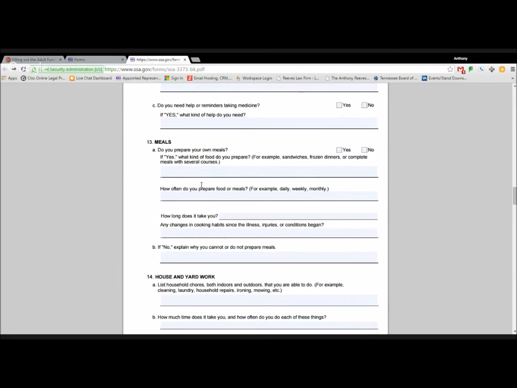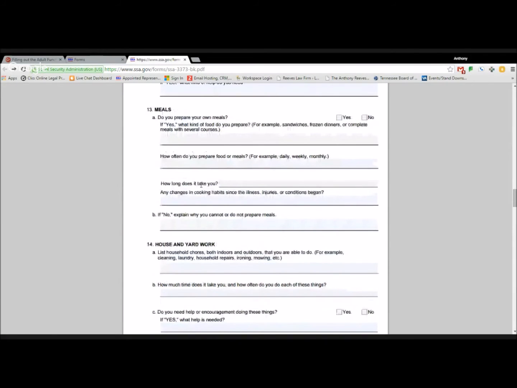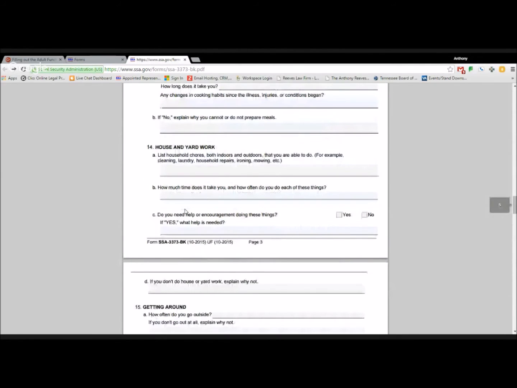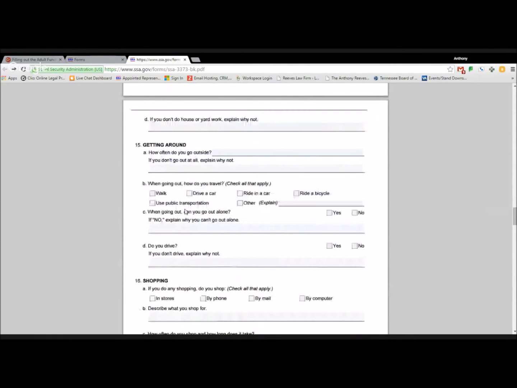Okay? Same thing with household chores. Lay it out for them. What do you do? Sometimes people will say what their chores are based on what they used to do, not on what they're actually doing now. So please be descriptive when you're breaking that down. Getting around: you may not think it's important, but talk about what it means in terms of how you go places.